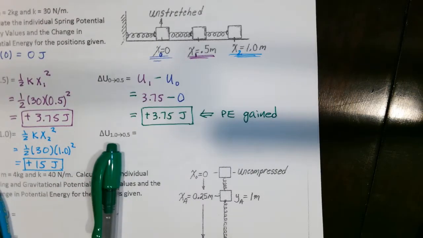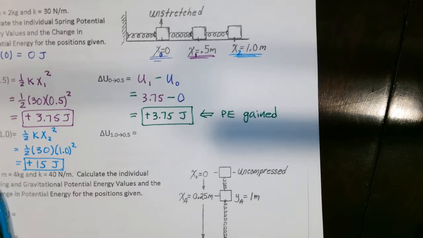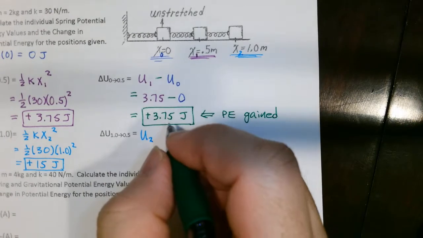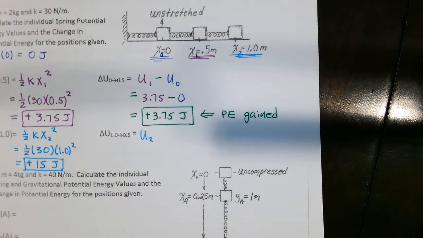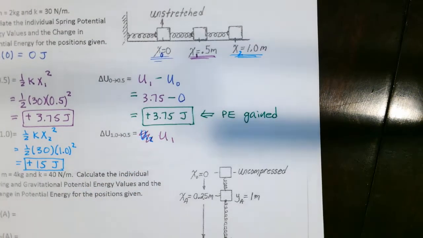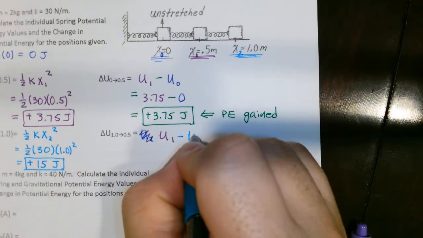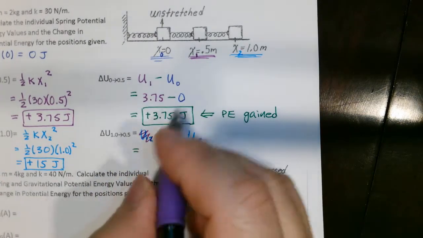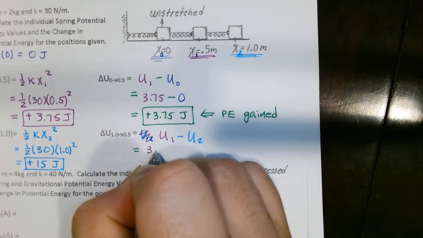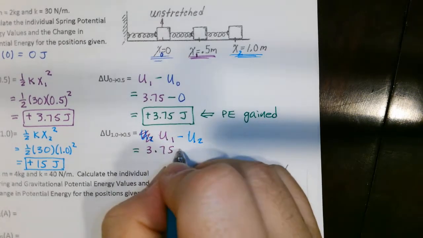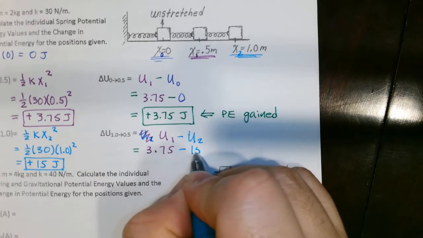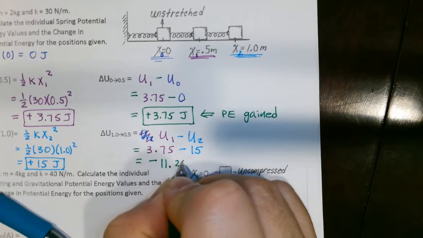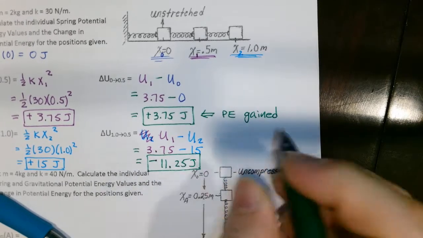Now let's take a look at potential energy from 1 meter to 0.5 meters. So that is U at 1 minus U at 2. Therefore, we have U at 1, which is 3.75, minus U at 2, which is 15. So here I have negative 11.25 joules, which means this is how much potential energy is lost.